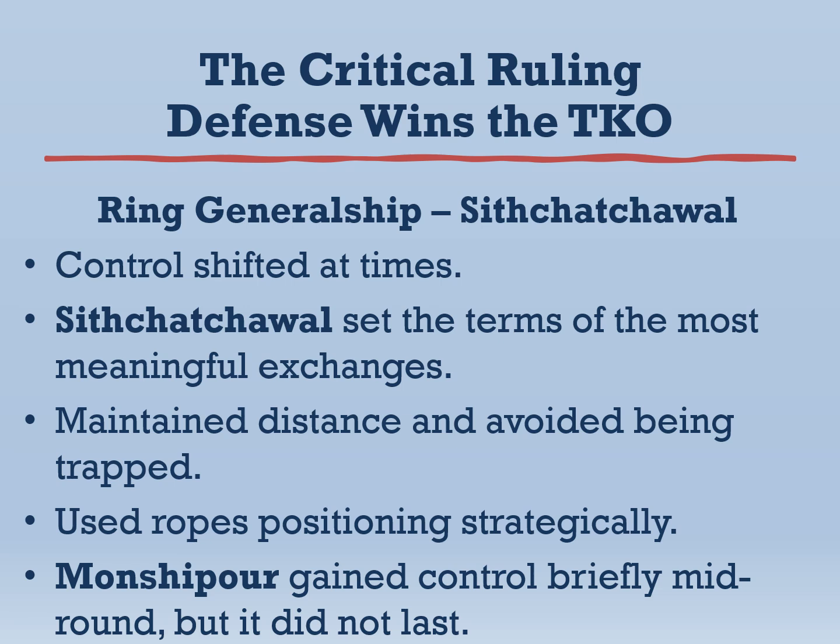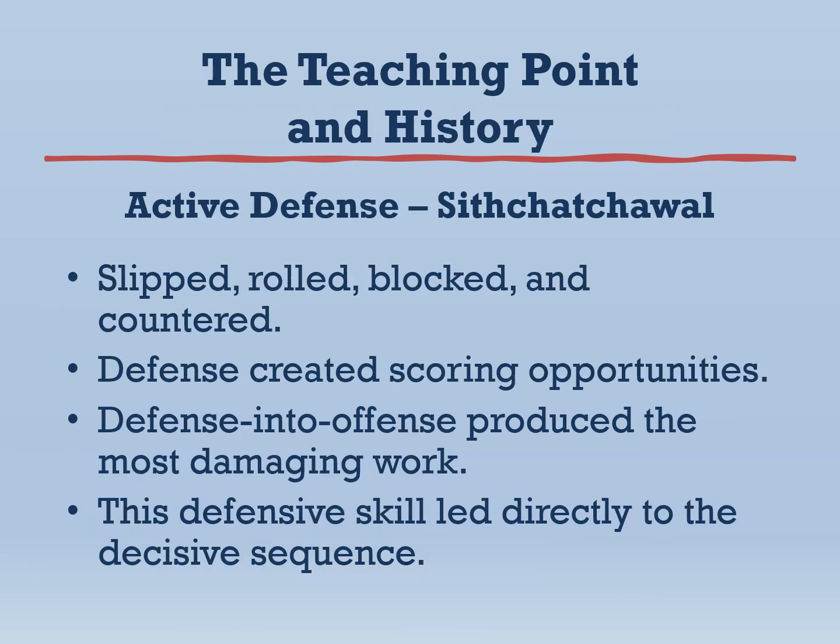Sithchatchawal uses defense as a scoring tool. He slips, rolls, blocks, and immediately counters. His movement and timing create openings, and those counters have great effect. This is where he separates himself. His defense not only prevents scoring, it creates scoring. This defensive skill leads directly to the decisive sequence at the end of the round.